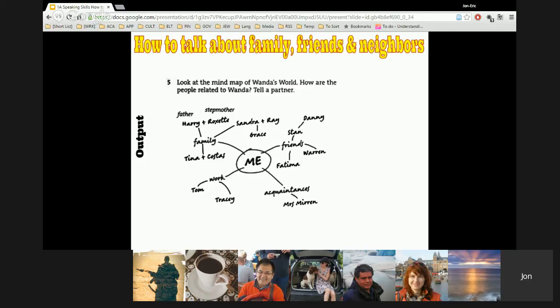Okay, very good. So, let's see. Raphael, you're back, right? Excellent. So, we read the text and matched the pictures, but looking at the diagram, in the center we have Wanda. That's me. Now I want you to pick one. Who is Grace to Wanda? According to the diagram and from what you heard in the text, what's the relationship?